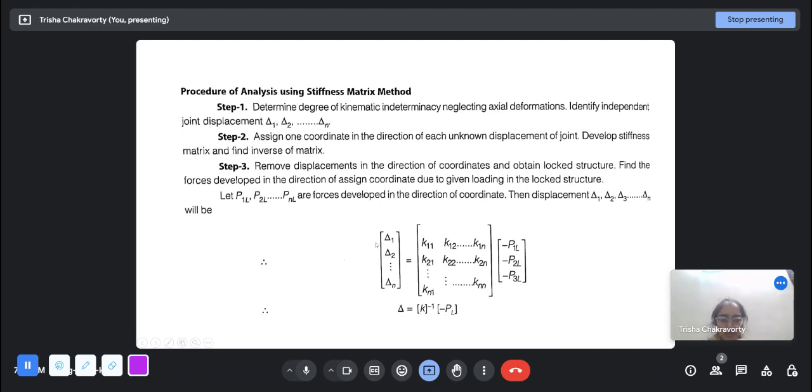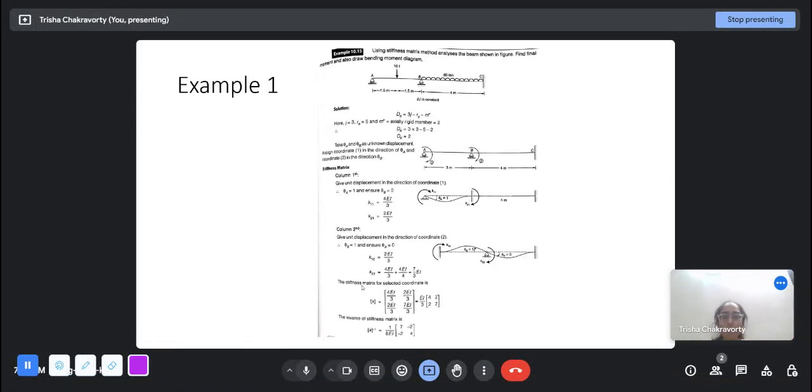So this force is equal to K delta. That is the basic thing. Force vector is equal to K matrix into delta vector. So delta we get by K inverse of force. Now we look at a few examples. Using the stiffness matrix method, analyze the beam shown here.